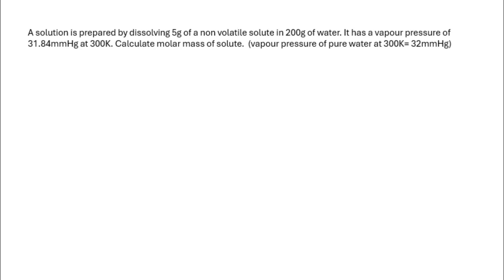The formula for lowering of vapor pressure again is (P0 minus PS) by P0, pressure of pure solvent minus pressure of solution divided by pressure of pure solvent, equal to W1 by M1, where W1 is mass of the solute and M1 is molar mass of the solute, multiplied by M2 by W2, where M2 is molar mass of the solvent and W2 is mass of the solvent. So let us write the values here.